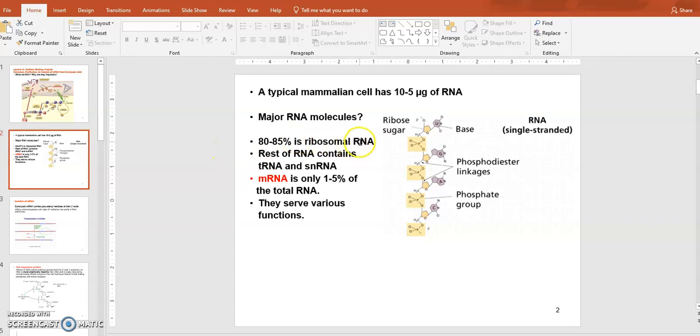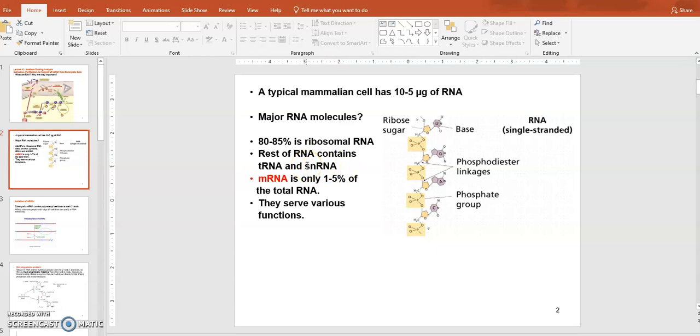abundant quantity. The rest of the RNA molecules are transfer RNAs. Remember, transfer RNA is involved in the translation process. tRNA molecules carry amino acids, and then recognize the codon on your mRNA because they have an anti-matching codon. And the snRNA is the RNA involved in splicing.